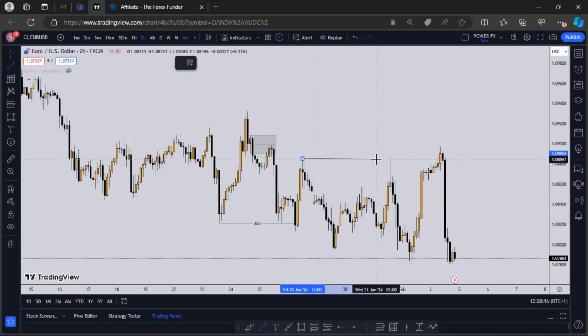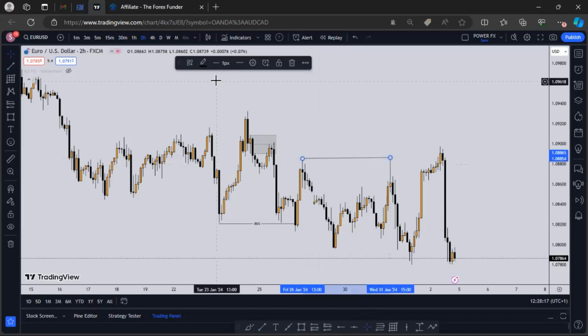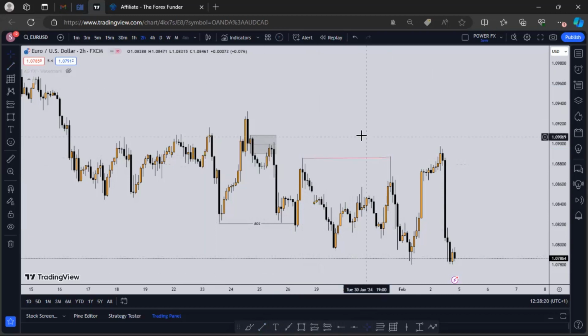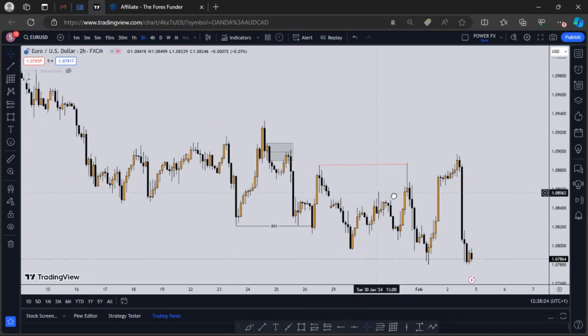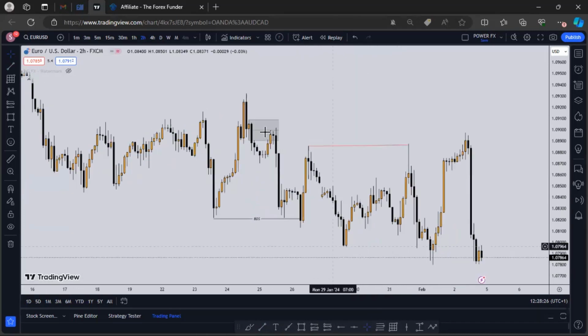So analysis has been made. Inducement. Then now we're looking for the order block we're going to take our trade off of, which is like the supply zone. So this was the last bullish candlestick, causing the push all the way to the downside, causing the overall break of structure.